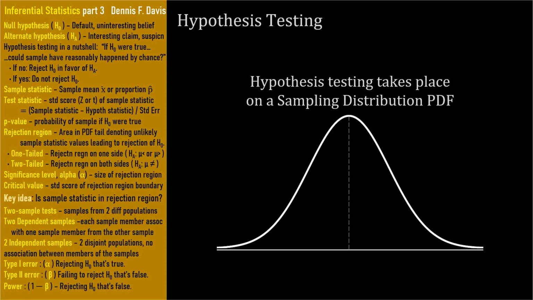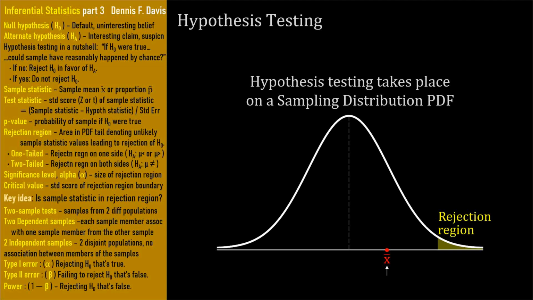Based on the case being analyzed, we'll set up special regions called rejection regions under the PDF out in one or both tails. The nature of the problem will tell us which tails, and we'll get to that soon. Then we take a single sample and calculate its statistic, either the sample mean x bar for a continuous random variable or the sample proportion p hat for a binary success or failure variable.